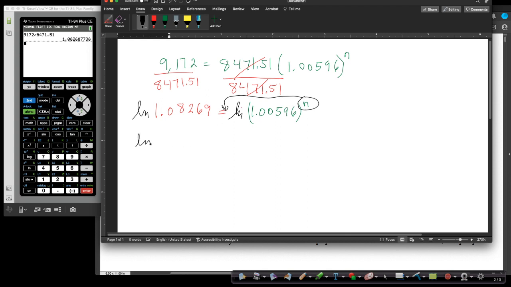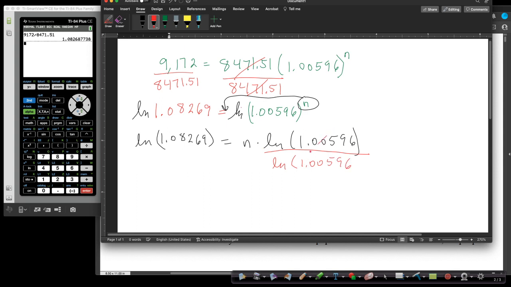So then we get the natural log of 1.0826, I'm going to put parentheses around that, equals n times the natural log of 1.00596. And then all that's left to do to get the n by itself is we divide. We were multiplying, so the opposite of multiplying is to divide. Natural log of 1.00596, that's going to cancel out and be just 1, right? 1n. On this side, we do the same thing. Have to do the same thing to both sides. So you take the natural log of this divided by that, and that's going to be our value for n. So let's do that.